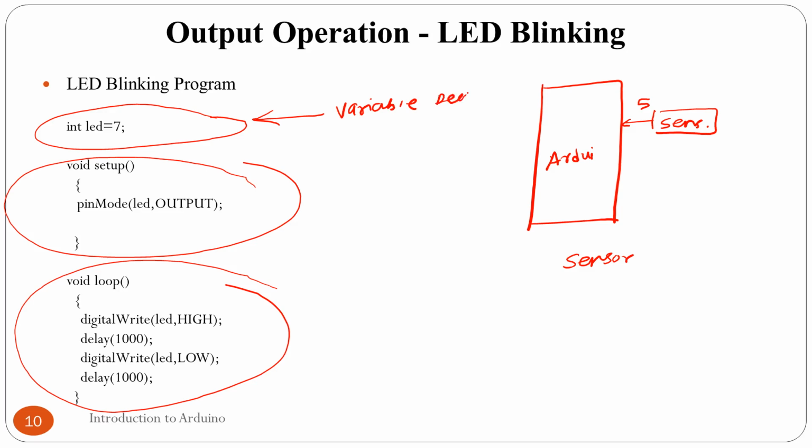So the first part is variable declaration, then void setup. In void setup I'm writing pinMode LED. Here I'm writing LED, so whenever we write LED, it will consider pin number 7 only, and we are writing OUTPUT. Output means we are going to write data on that particular pin. And then, digitalWrite LED: whenever LED is called, pin number 7 will be used. High state, then delay, then low state, and then again delay. Here is another example.